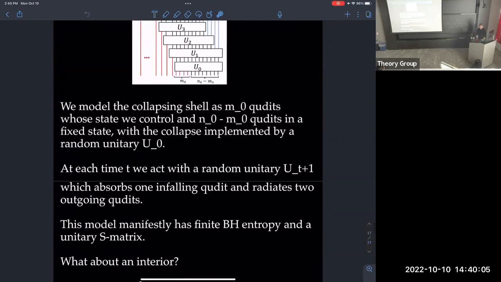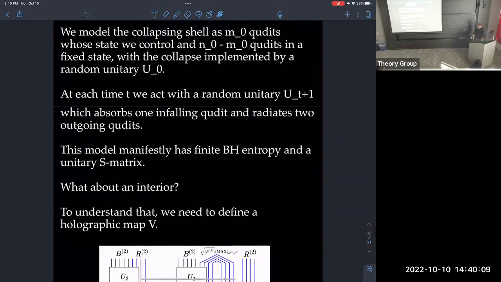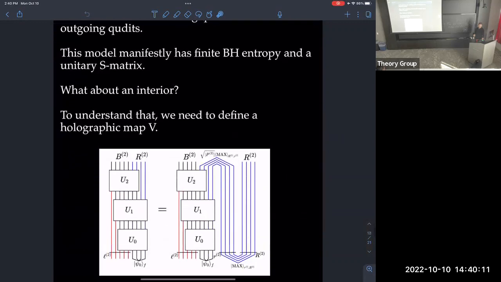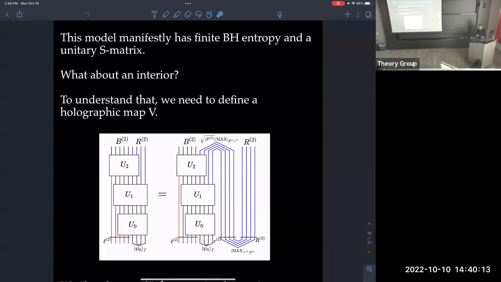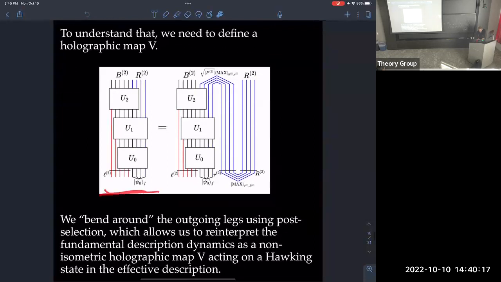So what about an interior? To understand that, we need to define a holographic map V. And we do that as follows. It's defined by this picture. On the left here, I've just drawn a piece of the fundamental description dynamics that we had before. Here I've just had a couple time steps.